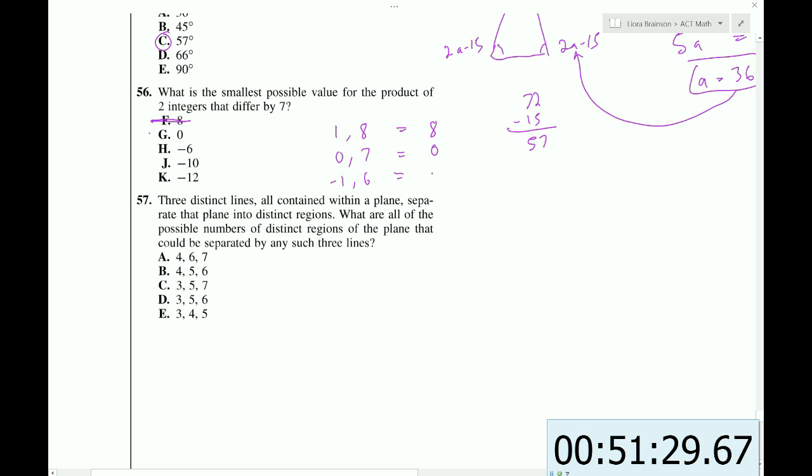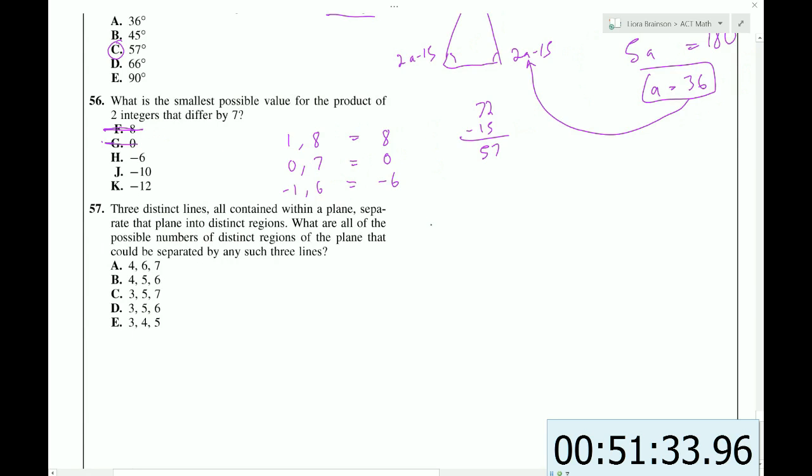So their product is -6. So I can now eliminate this. And then I can continue along this track, making it -2, 5. That equals -10. And then -3, 4. That would equal -12. And that's about as good as I can do.